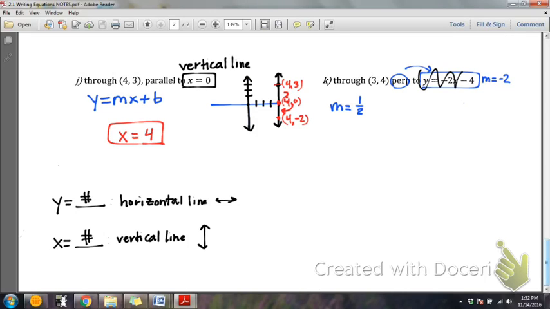So now I can get rid of this. I don't need this anymore. So I know the slope that I want to use is 1/2. Do I know what the y-intercept is? What is the y-intercept? It's only a y-intercept if the x value is 0. So we don't actually know what the y-intercept is.